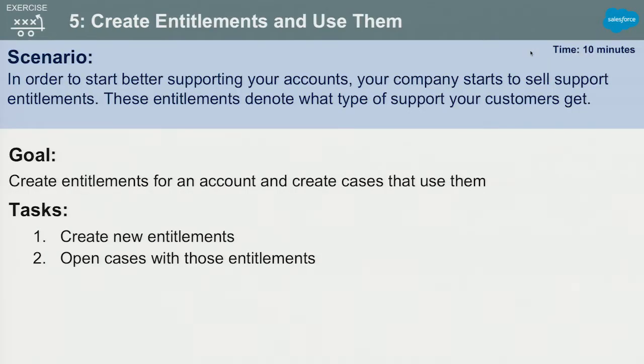So for this scenario, we're going to go ahead and start selling support entitlements. These entitlements will denote what type of support the customer gets. Our goal is to create an entitlement for an account and create cases that use them. We'll create new entitlements, and then we'll open cases against those entitlements.